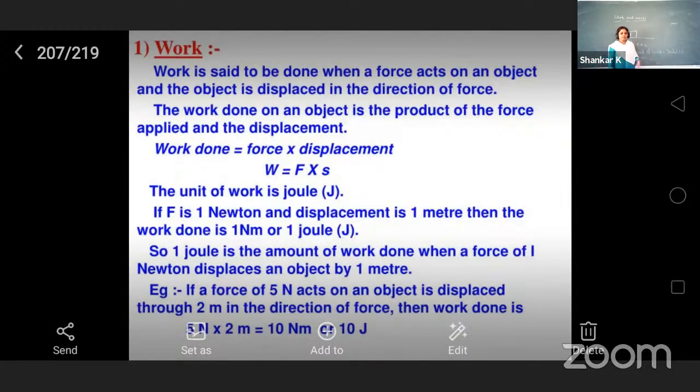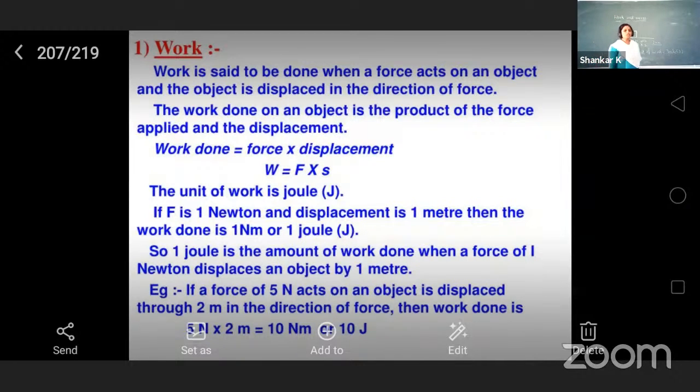Here, force is measured in Newtons, and the SI unit of displacement is the meter. Force is measured in Newtons and displacement in meters, and we consider 1 meter as the SI unit of displacement. So 1 Newton meter is what we call a joule, the unit of work.